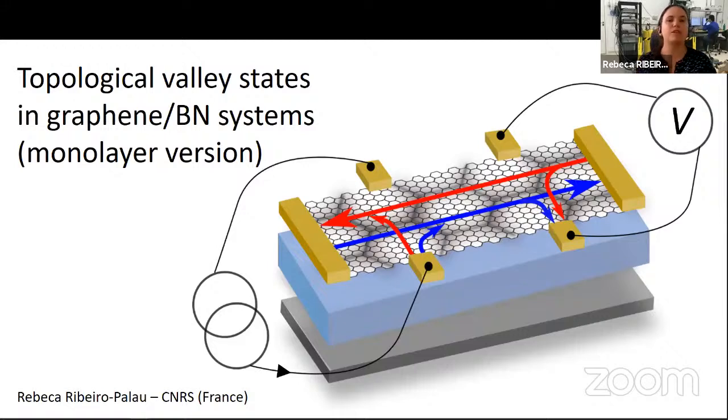So before starting, why do we want to use these valley states in graphene? Well, we all know that we are always looking for new states of matter that will hopefully one day become applications or technological developments. In our case, we focus on valley states because valley states in graphene are very robust, given the large separation in momentum space of the two valleys of graphene, so inter-valley scattering is reduced.